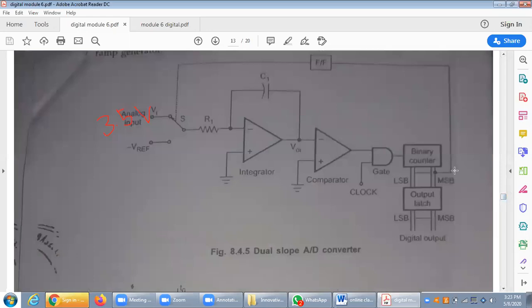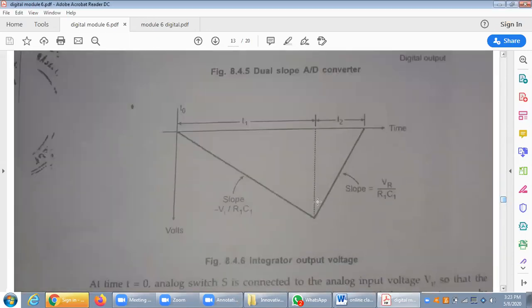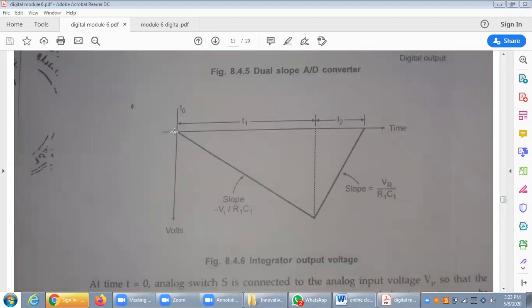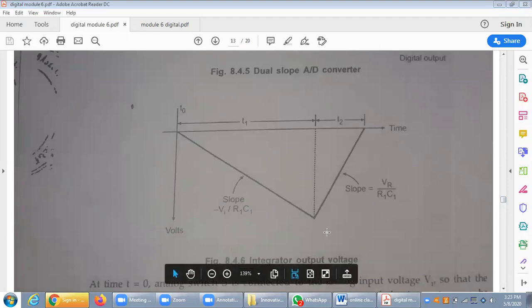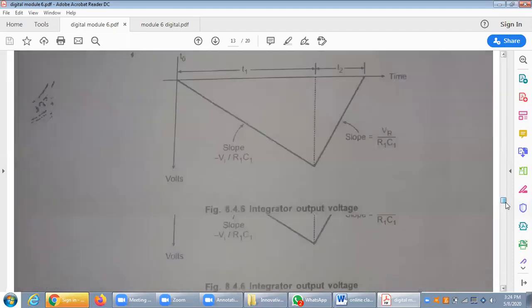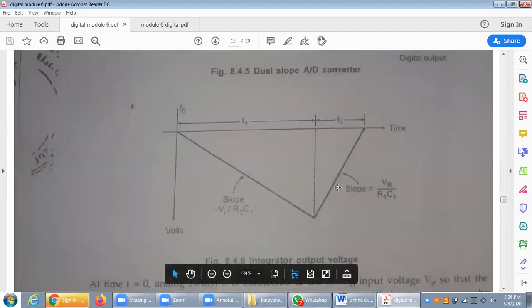minus V reference. So what will happen if it is a minus V voltage? We'll get a positive slope. First it was a negative slope, because the input is a positive value. Now it is connected to minus V reference, so we'll get a positive slope. This minus V reference voltage is a known value. So it will create a positive slope.